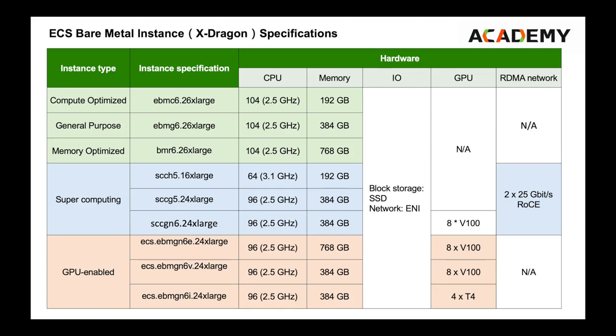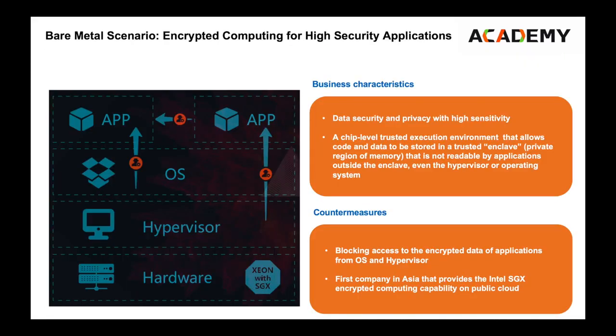And you'll notice that the bare metal instances can, if you need, be equipped with super high-speed convergent Ethernet interfaces or GPUs. Up to 8 V100 GPUs can be attached to a bare metal instance. So if you need ultimate performance, this is the way to get it.